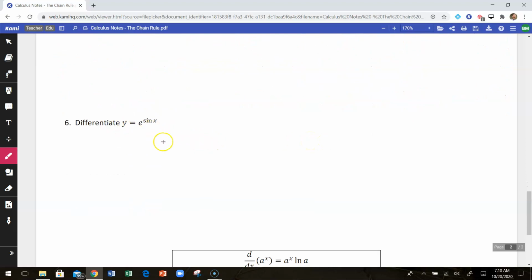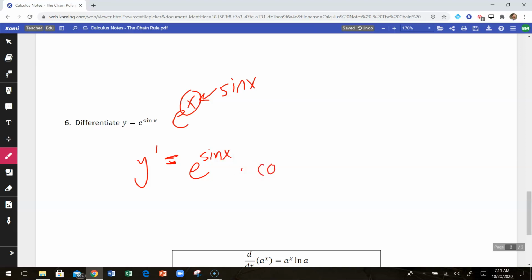Number 6, y equals e to the sine x. So y prime is going to be, so here I have an outside function, e to the x, and then in for x, we plugged in sine x. So there is a function composition here where our outside function is e to the x, our inside function is sine x. The derivative of e to the x is e to the x. So when I do the derivative of the outside function, I'm still just going to have e to the sine x. My chain is going to be the derivative of the inside function, so the derivative of sine x, which is cosine x.